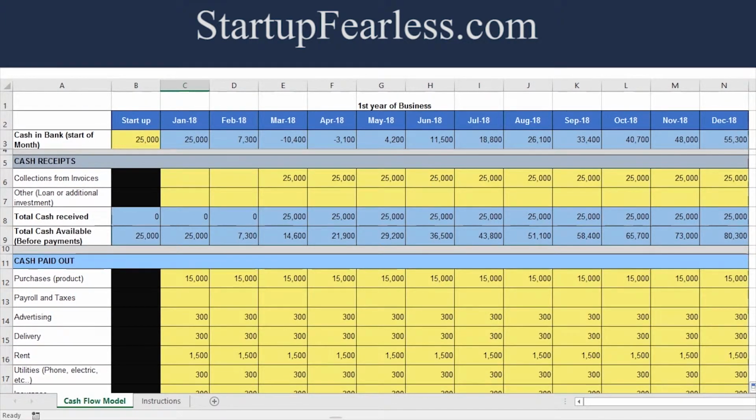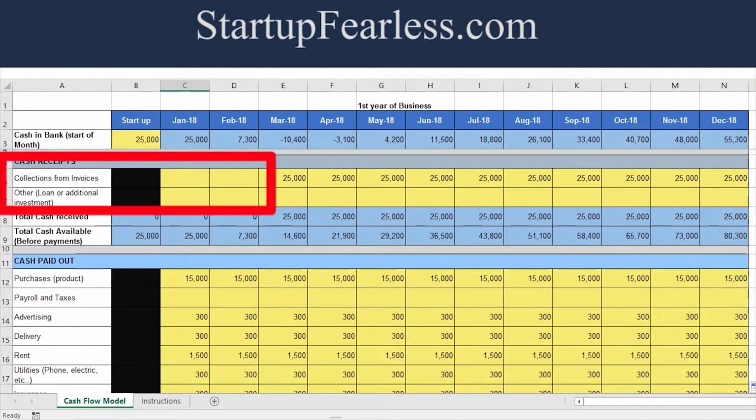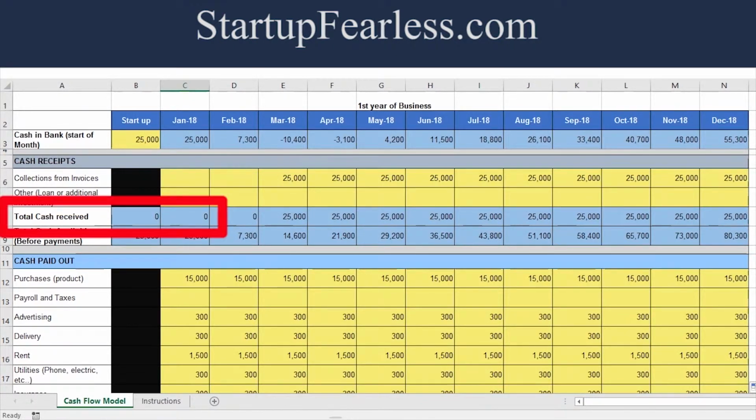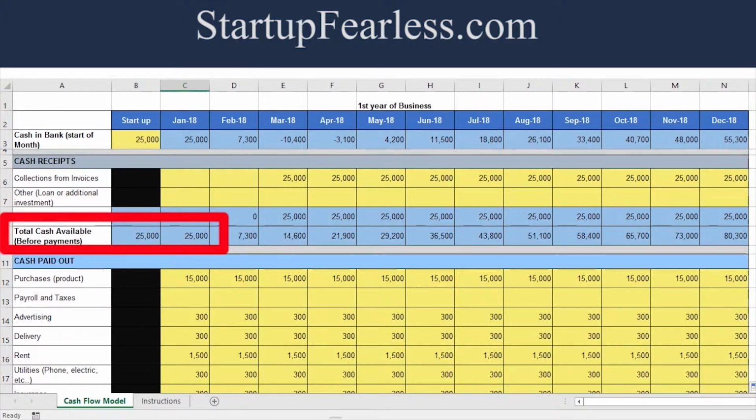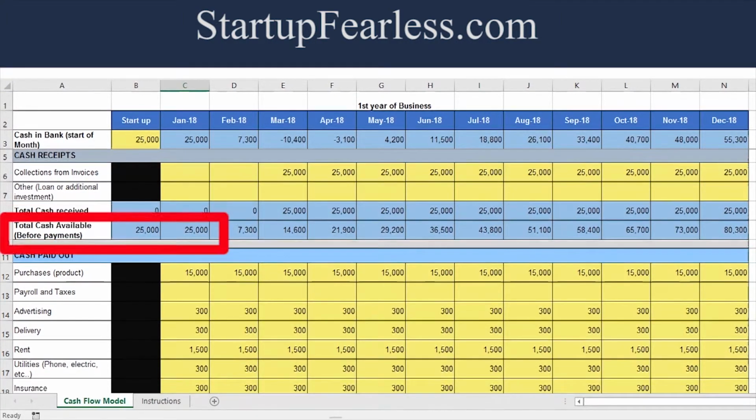So now that we entered all the information in the cash flow model, we can go back and take a look and identify what kind of information it's providing us. Starting at the top, we have the cash in the bank at the start of the month. We know that we started with $25,000, so that first month, we have $25,000 to pay our bills. We look at the cash receipts. We're not going to receive any payments from invoices. We don't have anything coming in from any loans or line of credit. So our total cash received for that month is $0, and then our total cash available for payments is still $25,000.